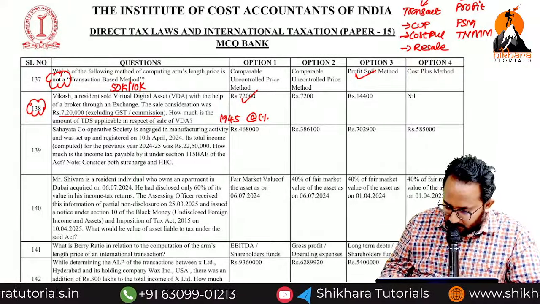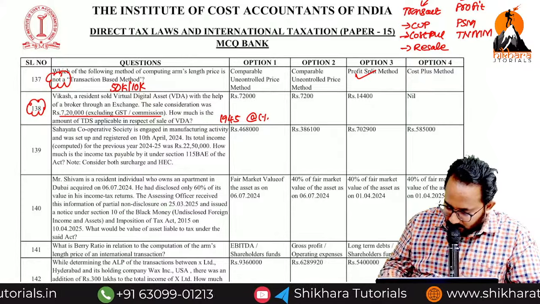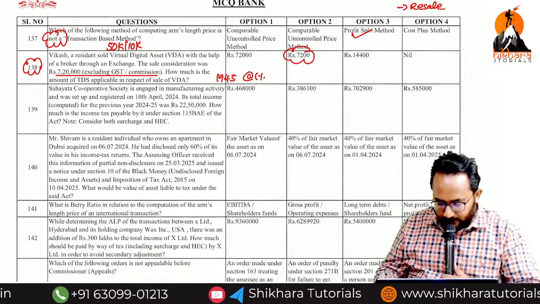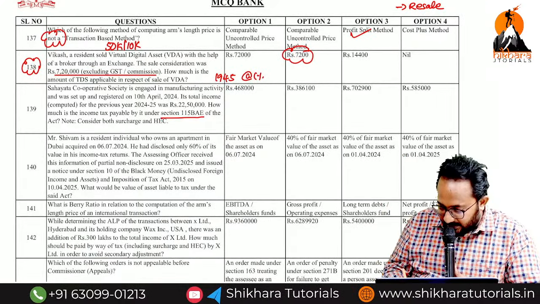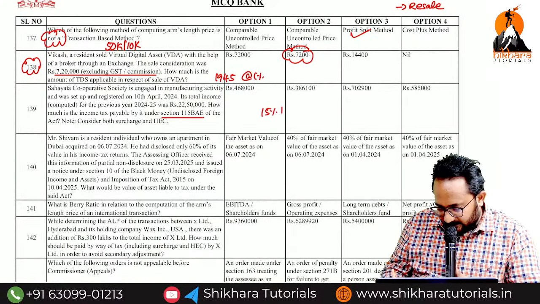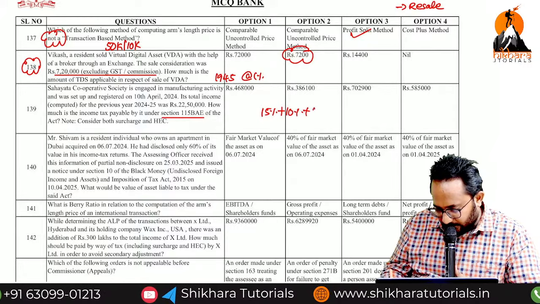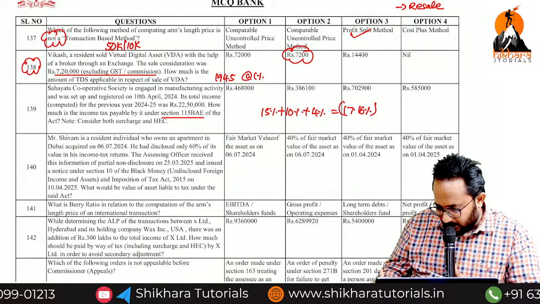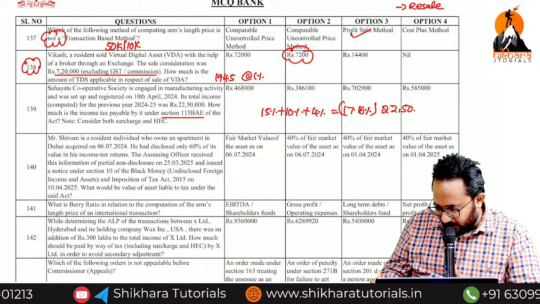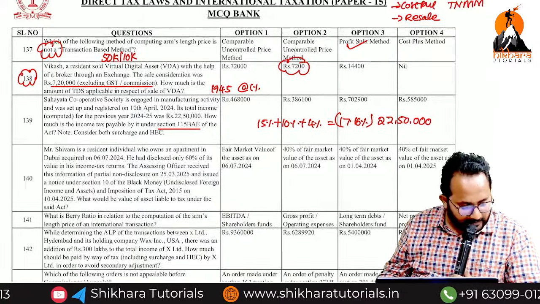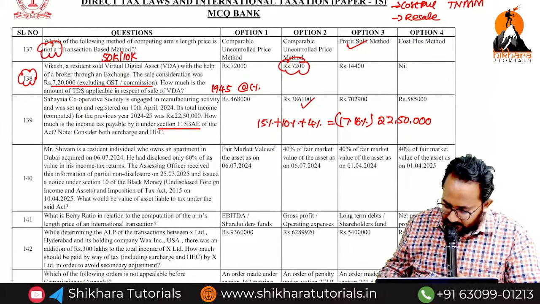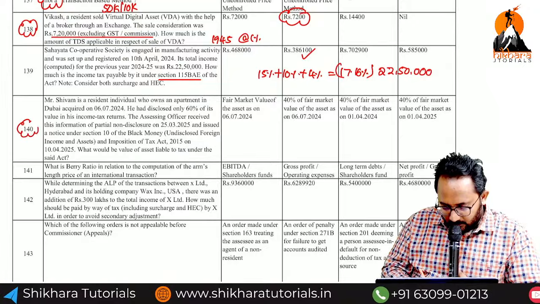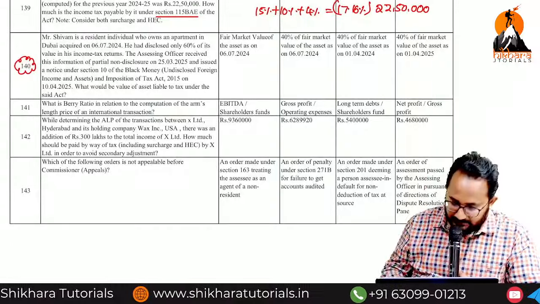Okay, not 72,000, 7,200. Done. Next, cooperative society, section 115BAE tax rate: they are asking 15% plus 10% plus 4%. It is 17.16%. On this 22,50,000, if you apply it, you will get 3,86,100.